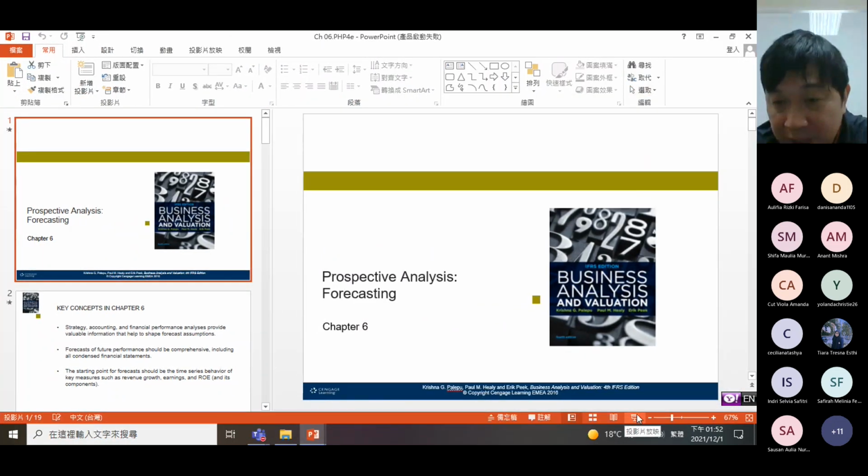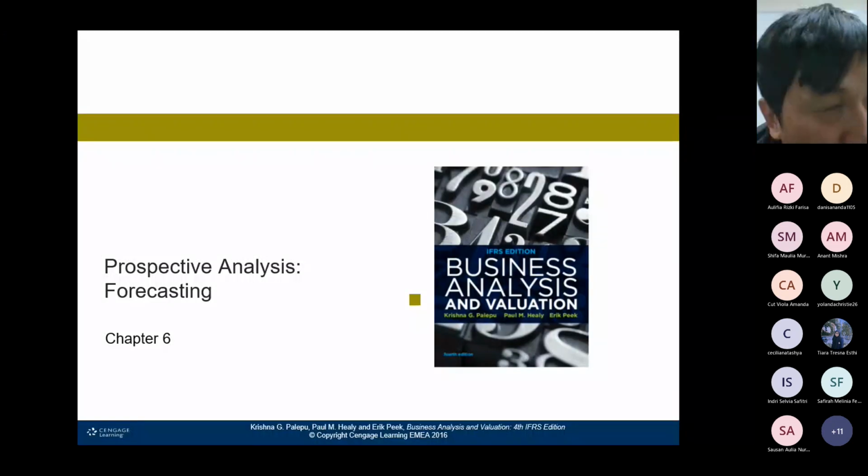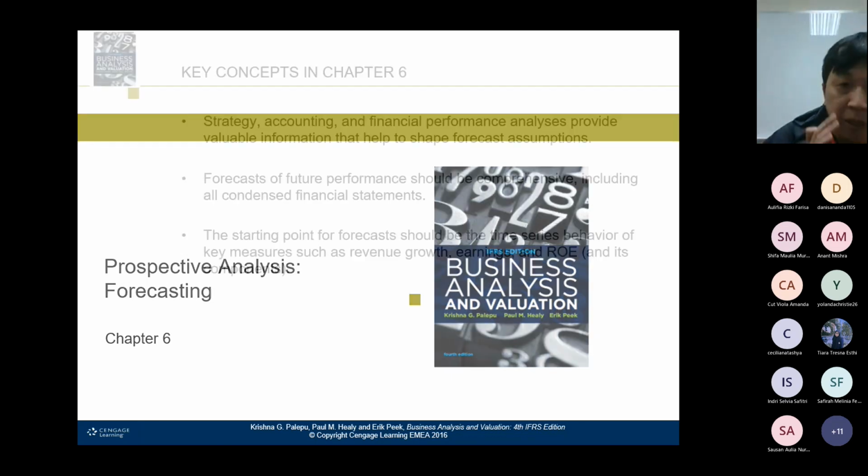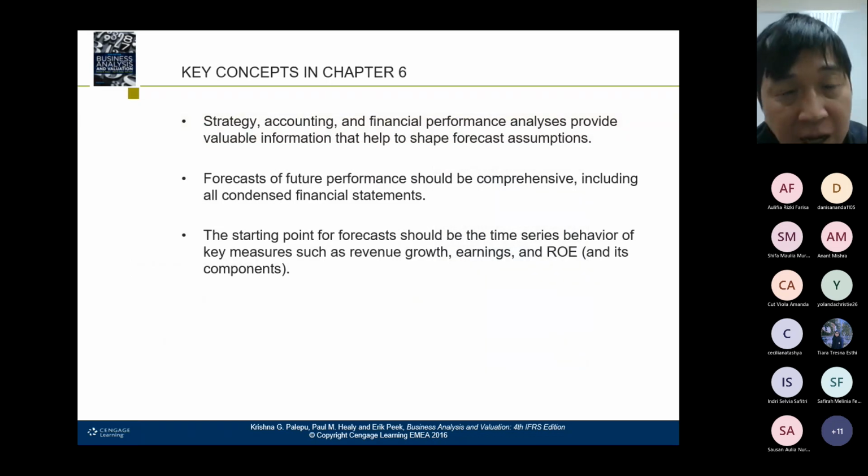Okay, so chapter 6 is based on chapter 2, chapter 3, chapter 4, chapter 5. We do the prospective analysis, and we give the properly forecasting number. Okay, so in chapter 6, we provide some of the key concepts. First one, the strategy, accounting, financing, financial performance analysis provide the valuable information that helps to shape the forecast assumptions.